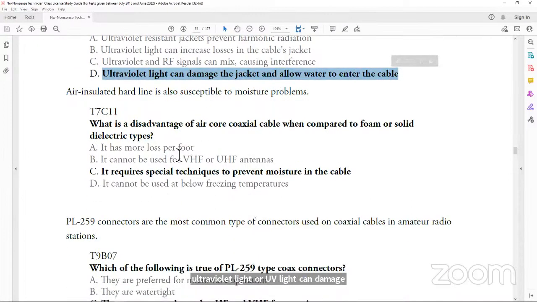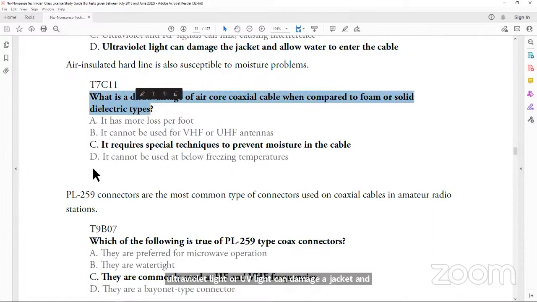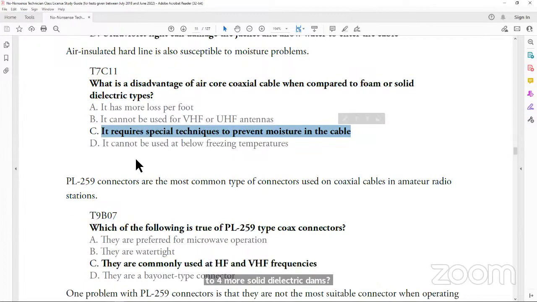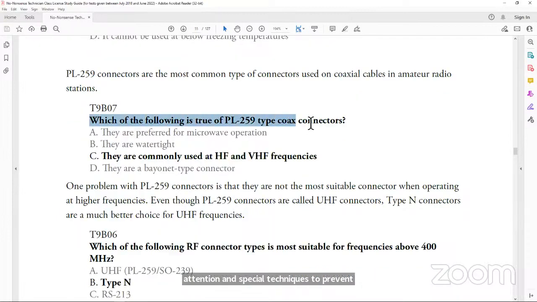Water, not good inside of your coax cable. What is a disadvantage of air core coaxial cable when compared to foam or solid dielectric types? So we said that type of cable requires some attention and special techniques to prevent moisture from getting into the cable. All right, last couple of questions.